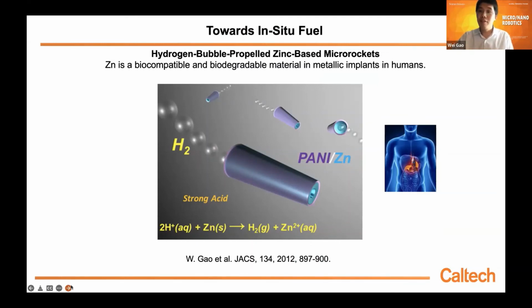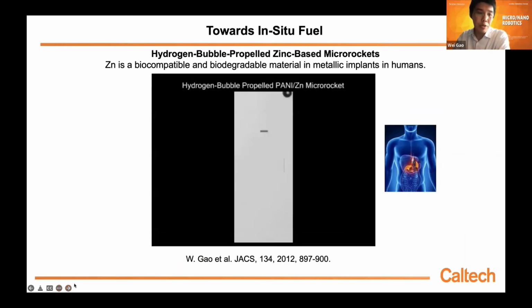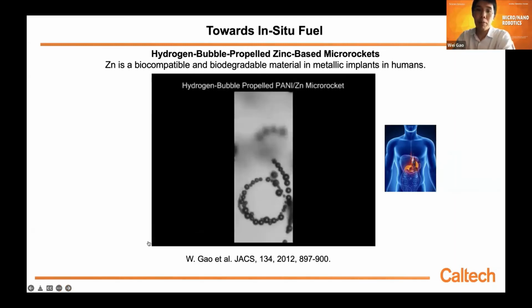Zinc, as we know from high school chemistry, can react with acid to form hydrogen bubbles. So in this case, we designed this hydrogen bubble propelled zinc-based micro robot. And zinc is fully biocompatible and biodegradable, which is very helpful for in vivo application. That's why instead of a platinum inner layer, using the same template electrodeposition method, we designed this bilayer structure with zinc as the inner layer. So they can react with gastric acid very efficiently and form hydrogen bubble propelled micro robots.